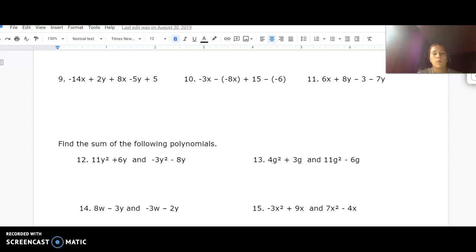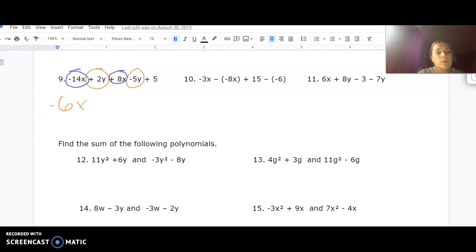All right, for number 9, I have negative 14x plus 2y plus 8x minus 5y plus 5. So I'm going to circle my plus 2 minus. Okay. So negative 14x plus 8x. That leaves us here with negative 6x.